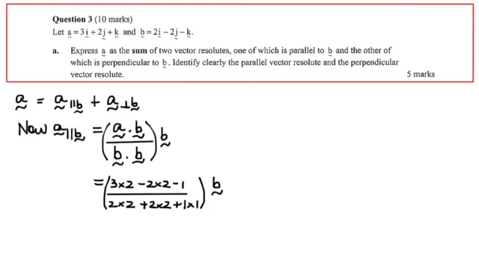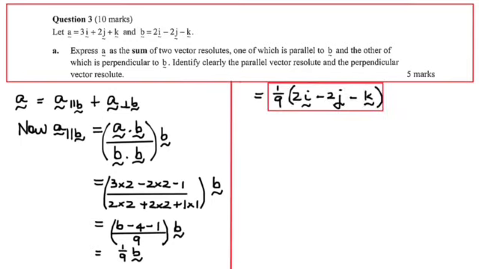So it comes to that. And if we work it all out, we're going to get that. What's that? 6 minus 5. It's just 1/9. 1/9 of B. Goodness gracious. Well, that's very nice, isn't it? So therefore, we get that. Very interesting. So that's the parallel resolute.